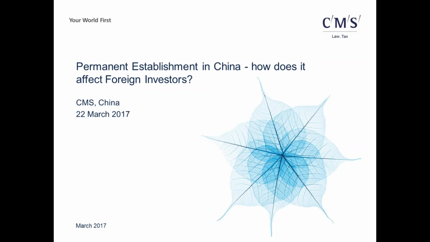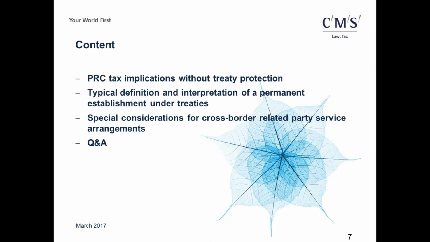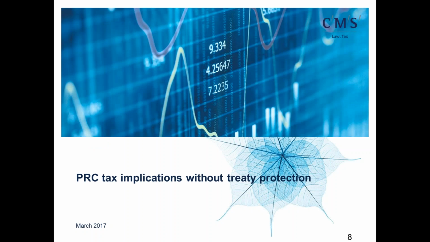In today's topic, I just want to address the following three sections. The first is the PRC tax implications without a treaty protection. The second is the typical definition and interpretation of a permanent establishment under a bilateral double taxation treaty. And the third part will be the special consideration for cross-border related party service arrangements, which is an anti-tax avoidance topic.